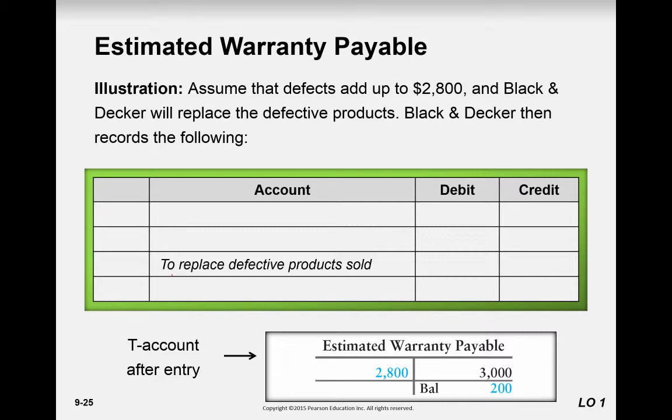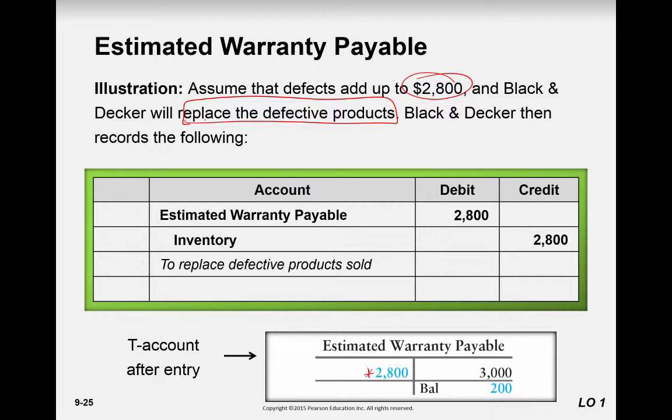Now assume that the defects that we actually worked on were only $2,800, right? Black & Decker would then have to record estimated warranty payable of $2,800 because that's what they spent, then reduce the inventory by $2,800 to replace any defective products. So you would replace the defective products, so that has to come out of inventory.